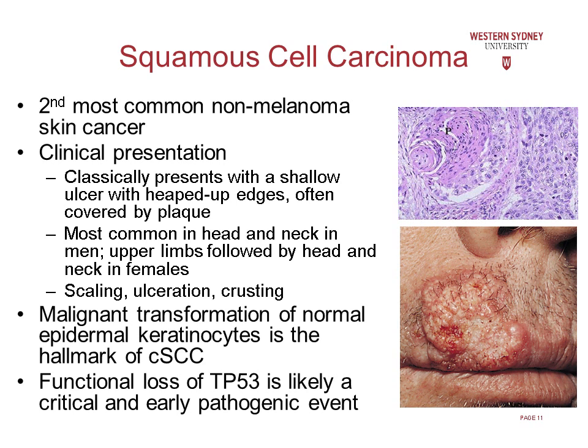The squamous cell carcinoma is the second most common non-melanoma skin cancer. It clinically presents with a shallow ulcer with heaped up edges, often covered with a plaque. It most commonly presents in the head and neck in men, and in the upper limbs, followed by head and neck, in females. Clinically, there's scaling, ulceration, and crusting. It's a malignant transformation of normal epidermal keratinocytes, and a functional loss of TP53 is likely a critical and early pathogenic event.